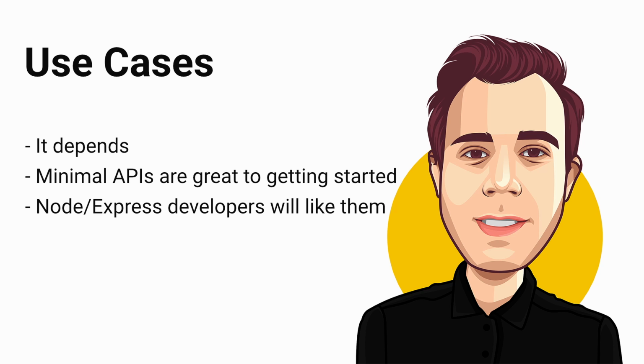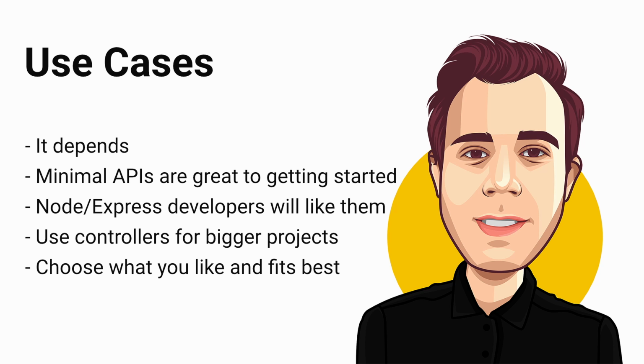If you are familiar with Node, specifically Express, you most likely want to start with minimal APIs because it feels more natural. If you start an enterprise-scale backend, using controllers might be the better choice because you might want to use some of the features only available when working with controllers. In the end, you are free to choose whatever you like, and you can always migrate from one approach to the other. Especially migrating from minimal APIs to controllers isn't very time-consuming.